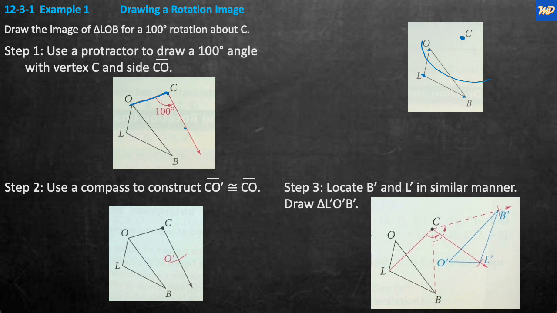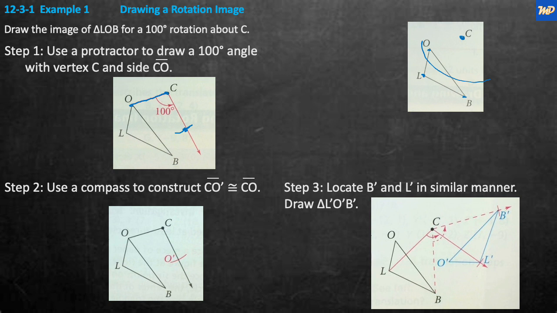Now you use a compass. Step 2. Use a compass to construct CO prime congruent to CO. These segments, right? Segment CO prime congruent with CO. So how do you do that? You put your compass pin here and stretch out and measure right out here, then rotate your compass around to the line, and you strike an arc. Now you have the length of C and the position of the new C. So when you're all done rotating it, your new C is going to be right here. Okay?